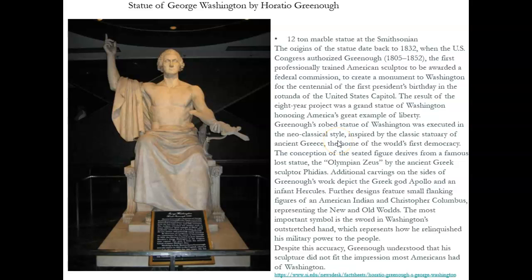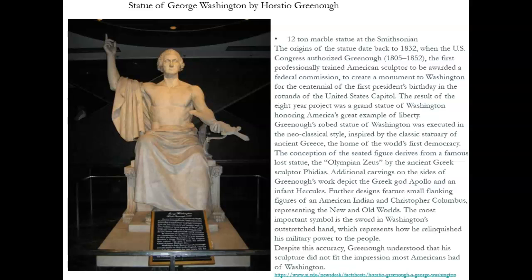The neoclassical style is inspired by the ideas from Greece and from Rome. Greece, of course, being the world's first democracy, and then there's George Washington being our first president upholding our democracy. So George Washington is seated here, kind of like an Olympian Zeus, as it's called. On top of that, this work depicts the Greek god Apollo and an infant Hercules on the sides. And then, of course, he's holding this giant sword, which represents power, but he's going to relinquish his military power to the people. So he's handing that over to the people.